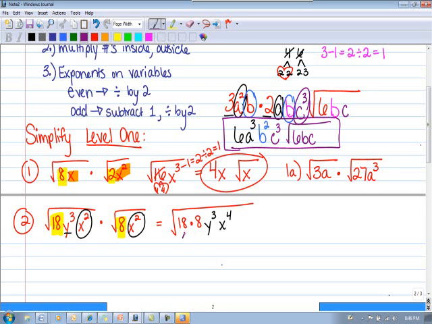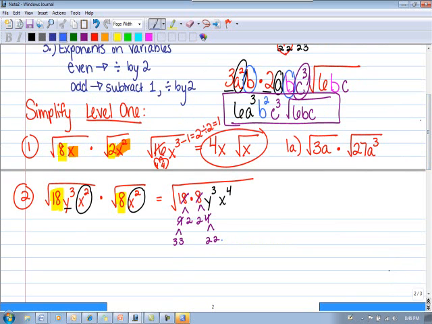So break down the 18. It goes into 9 and 2. The 8 goes into 2 and 4. The 9 goes into 3 and 3. And the 4 goes into 2 and 2. I look for pairs. I have a pair of 3's, a pair of 2's, and another pair of 2's. And that's actually all of my stems.